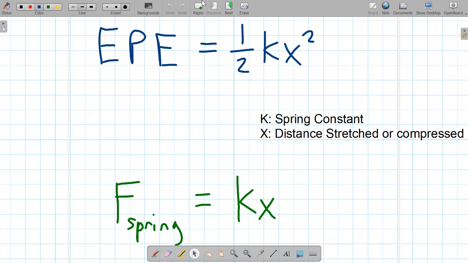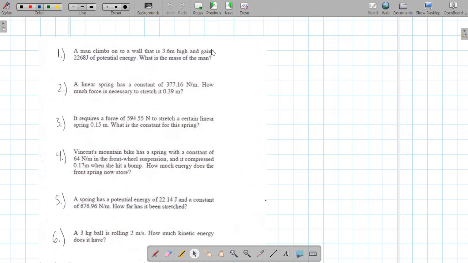Okay, with that said, let us do number 2 together and number 4 together, because we have not worked on these types of problems in class. I just wanted to do these examples with you guys. The rest you should be able to do on your own. So let's look at number 2 first.